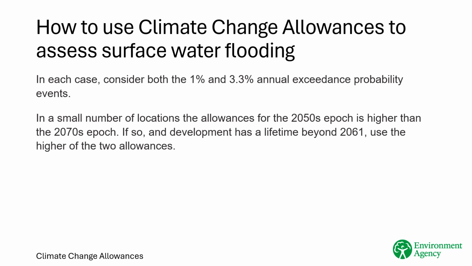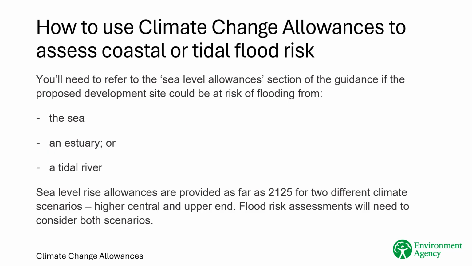Next, we're going to consider the allowances for sea level rise. You'll need to refer to the sea level allowances section of the guidance if the proposed development site could be at risk of flooding from the sea, from an estuary, or a tidal river. Sea level rise allowances are provided as far as 2125 for two different climate scenarios, higher central and upper end. Flood risk assessments will need to consider both scenarios.